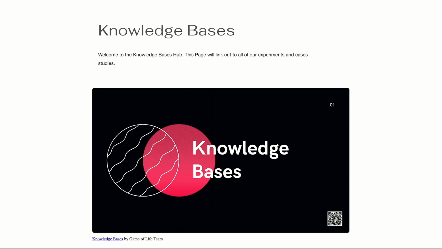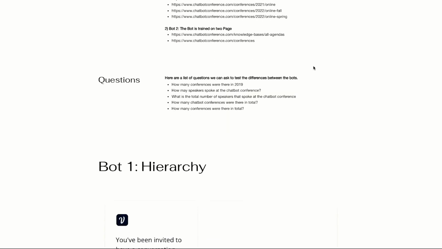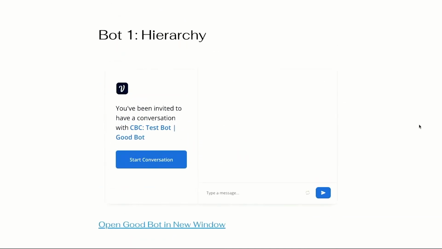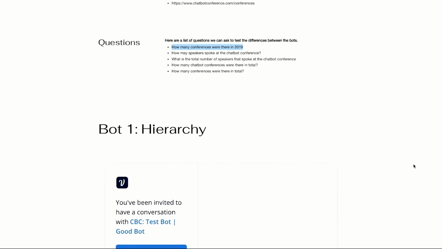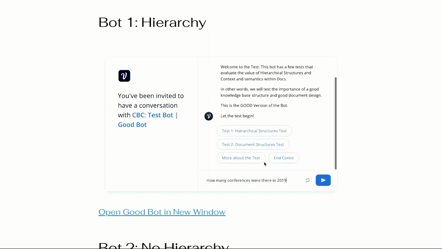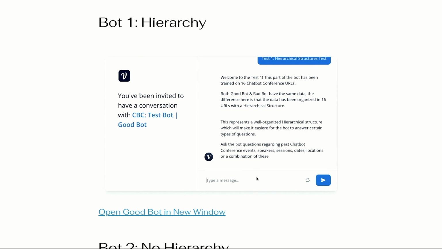So let's talk to the bot and see how it responds to questions differently. So this is the hierarchy. So it's good bot and bad bot. And let's say we ask it a simple question like, how many conferences were there in 2019? Now, these things don't always perform like you would want them to. Okay, so you can ask me any question about the conference. So let's see.